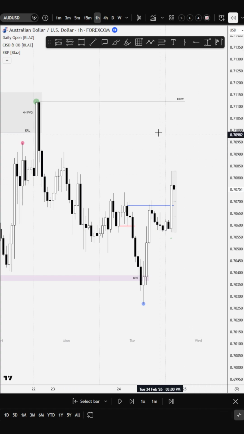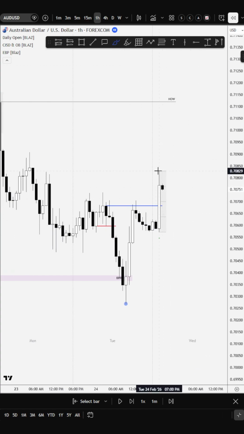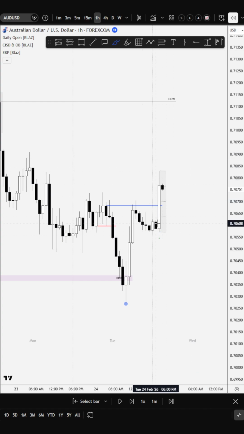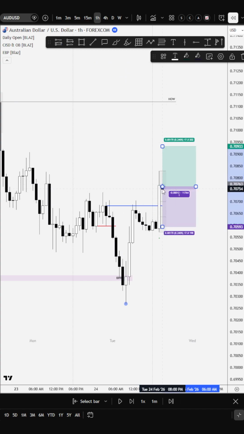And what I like to do is use what we have on the EBP, these quartiles. So this is the 0%. We have 25% retracement, 50% retracement, 75% retracement, and 100% retracement. These divide the EBP candle into quartiles. And what I like to do most of the time is place my entry at the 25% retracement and have my stop loss at the 75% retracement.